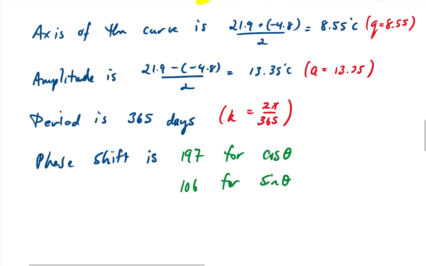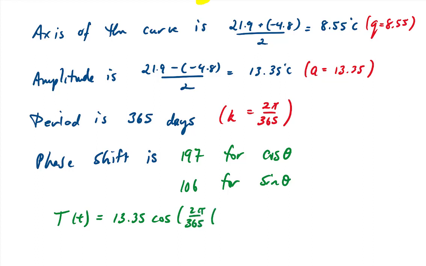All right, so now let's state our equation. So our equation for the temperature. We have the temperature in terms of time t. If we're using cosine, that's 13.35 cosine of 2 pi over 365. And we have a phase shift, so it's t minus 197, plus 8.55.